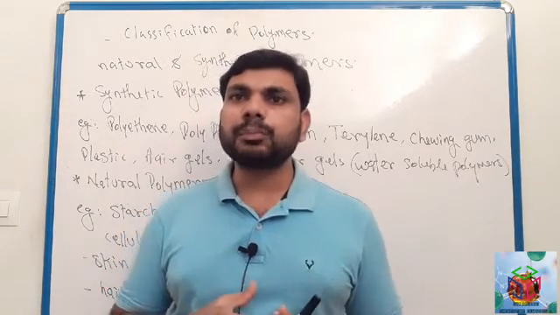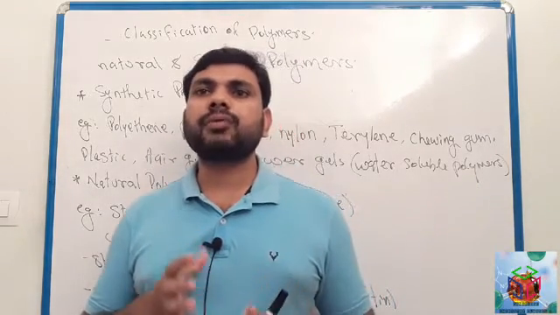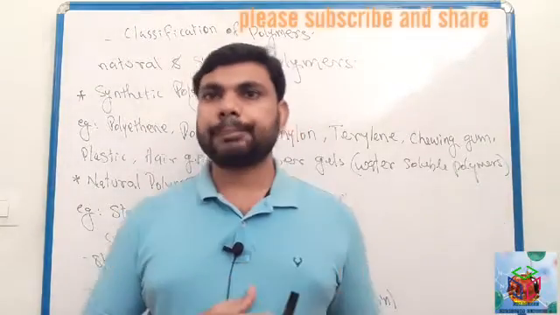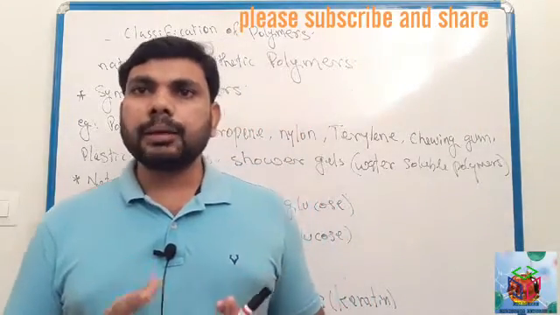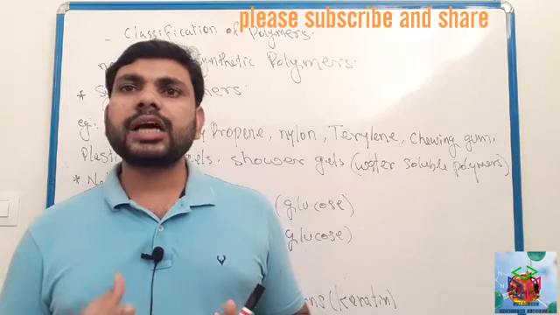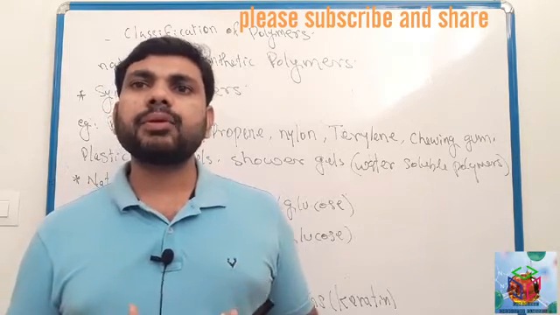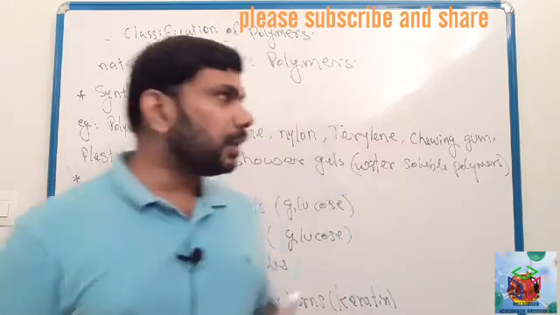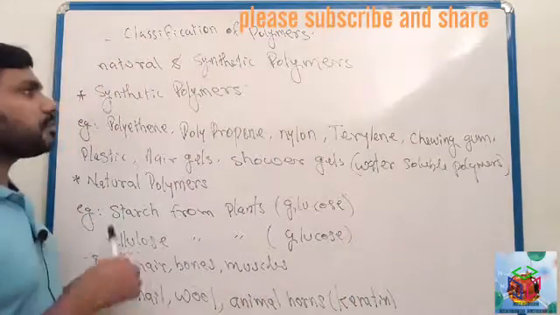Example for synthetic polymer. We discussed already polythene, polypropene, nylon, Dacron. These types of polymers are examples of synthetic polymers. Okay, so here we discuss classification of polymers.